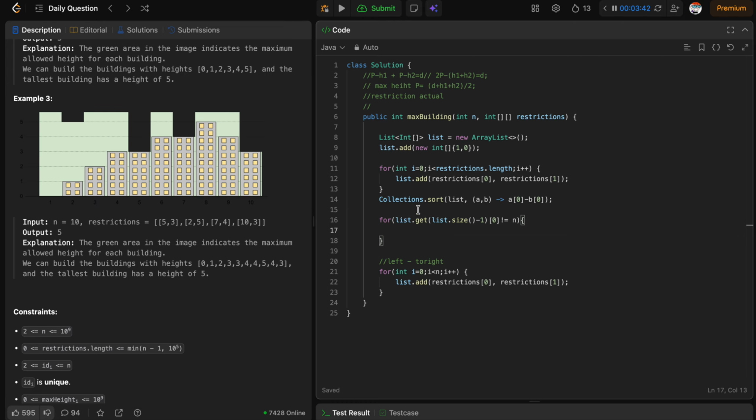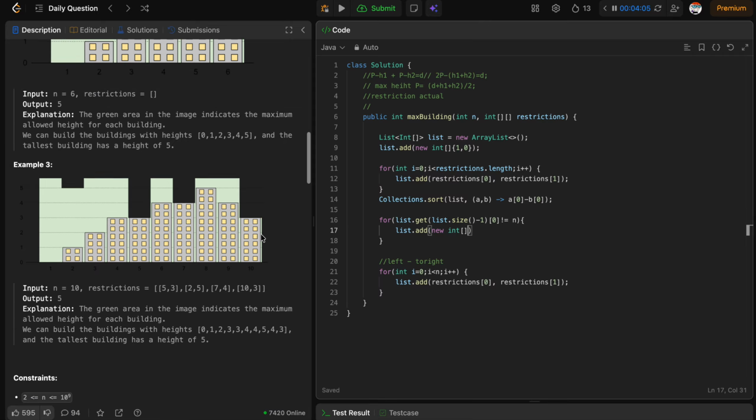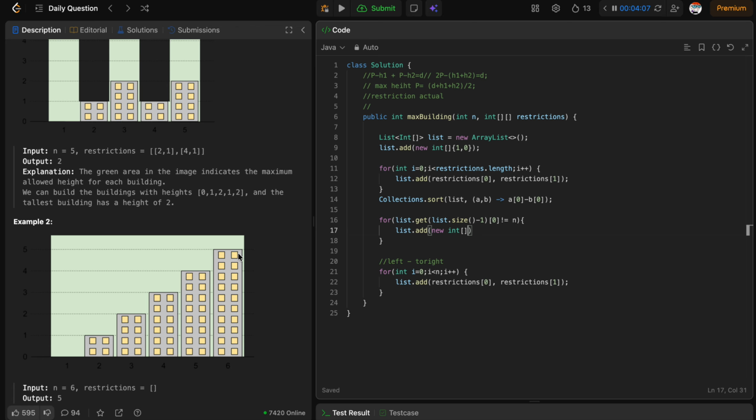If you know that the maximum height can be achieved with n, if the last restriction is not given, we need to provide the last restriction. It can be achieved with list dot add. What would be the last restriction? As I mentioned, we can go incrementing till the maximum height. So the last restriction will be n minus 1.